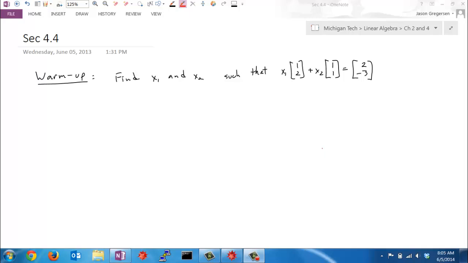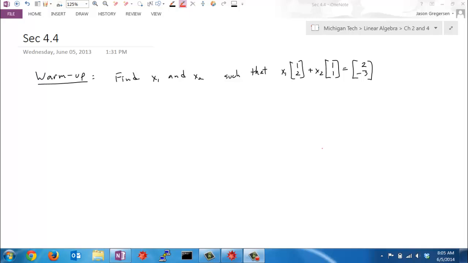All right, so let's take a look at the warm-up. Our warm-up says find x1 and x2 such that the linear combination of these two vectors is (2, -3). This is the problem we've been doing basically since the beginning of the semester. But now, once again, it means something different.